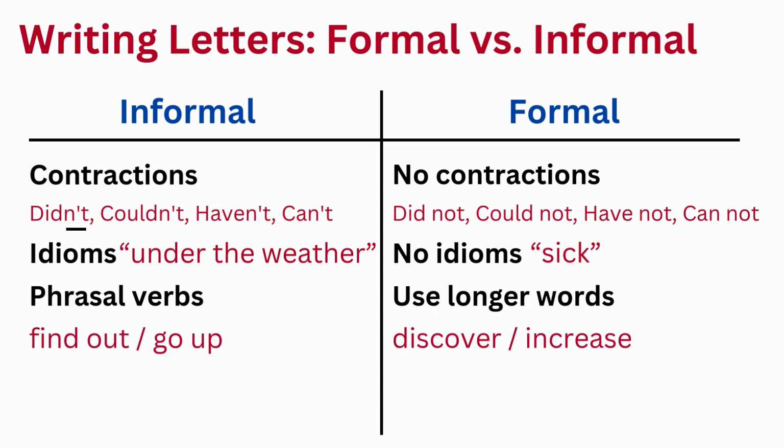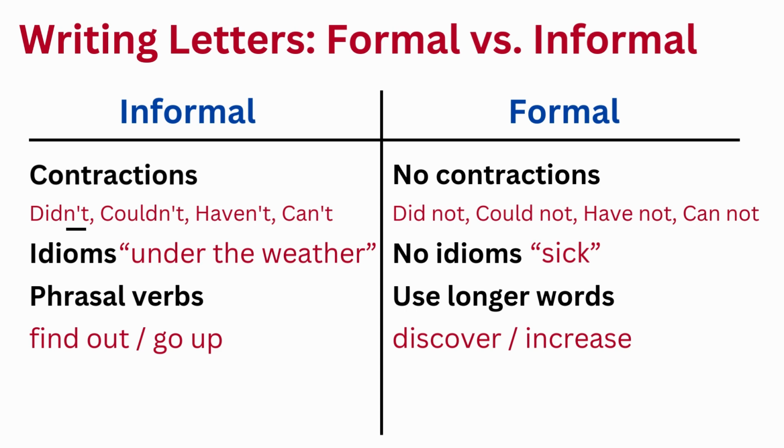Phrasal verbs. This is another thing we often find in informal writing. What is a phrasal verb? It's a verb combined with a preposition. For example, find out. Find is the verb, and out is the preposition. Another example, go up. Go is the verb, and up is the preposition. The preposition adds a different meaning to the verb.